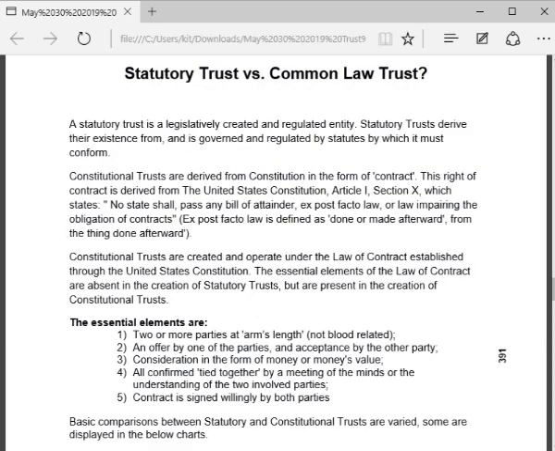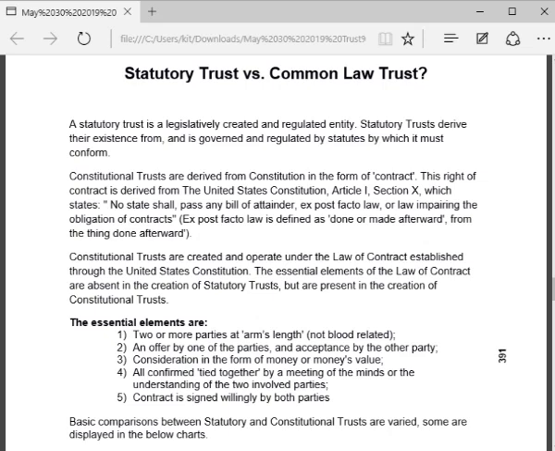Statutory trust versus common law trust. A statutory trust is a legislatively created and regulated entity. Statutory trusts derive their existence from, and are governed and regulated by, statutes to which they must conform. Constitutional trusts are derived from the Constitution in the form of contract.